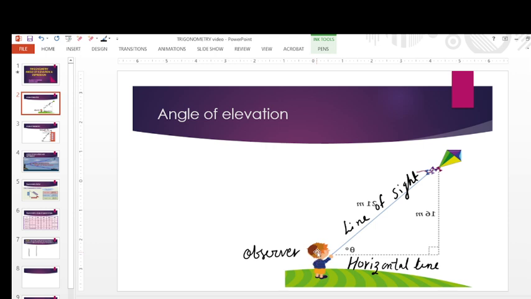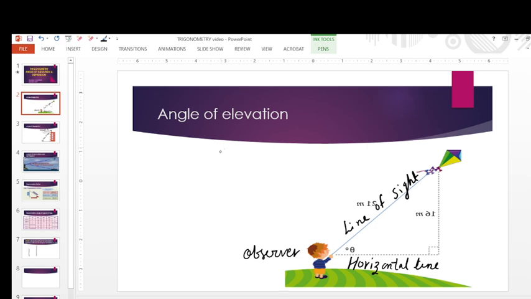Let me quickly remind you something very important, that trigonometry is always used in right angle triangles. And we can also find unknown sides or unknown angles, and one of the angles must be 90 degrees. It must be used in right angle triangles only. Okay, so angle of elevation.